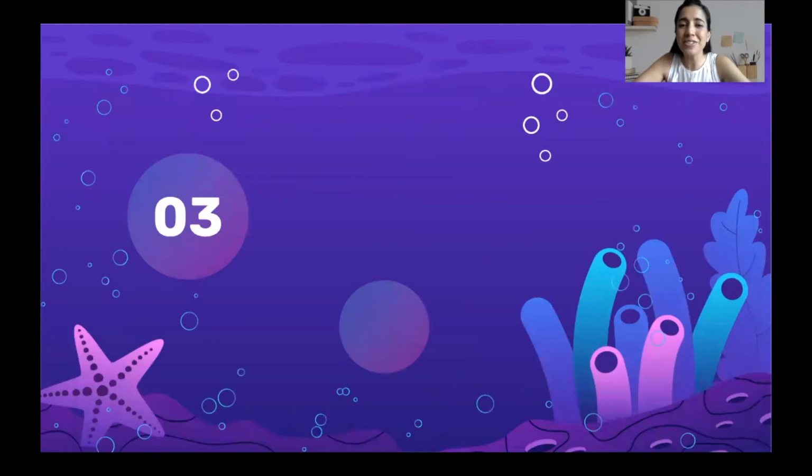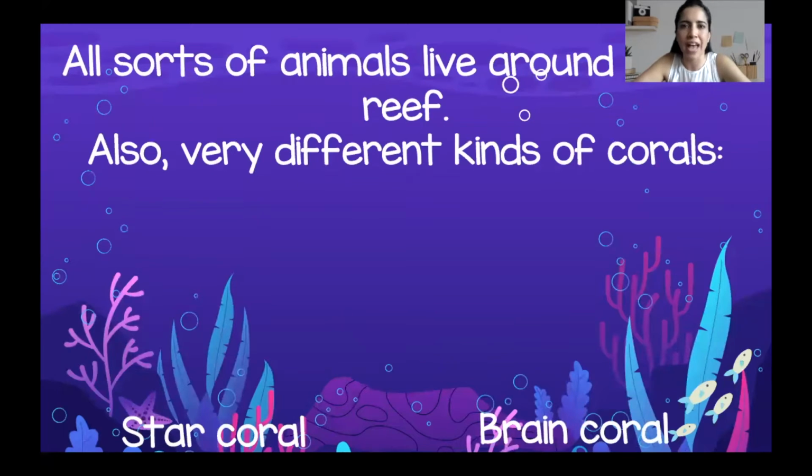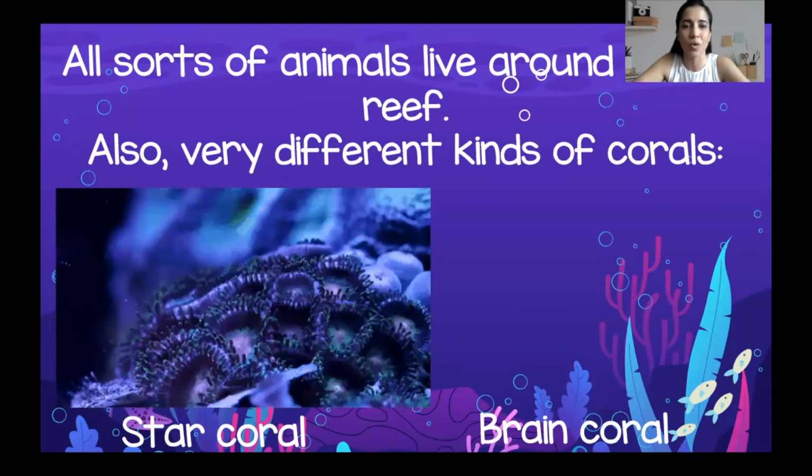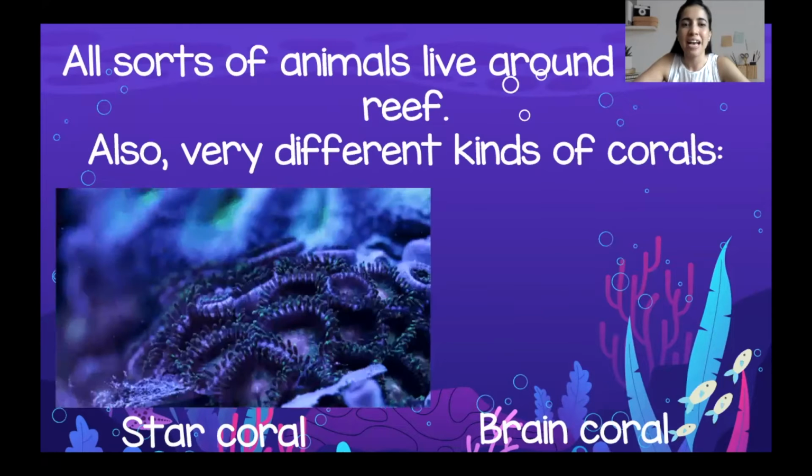Now we're going to be talking about the animals you can find in the coral reefs. All sorts of animals live around the reefs. They also have very different kinds of corals as well. This, for example, is a star coral. Can you see how it moves? It's eating all the time and filtering the water.